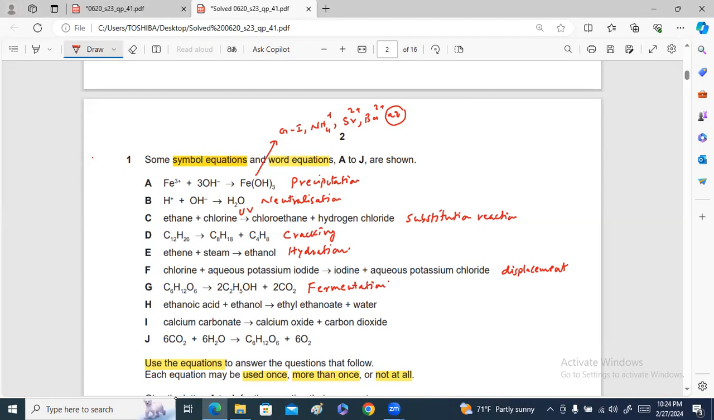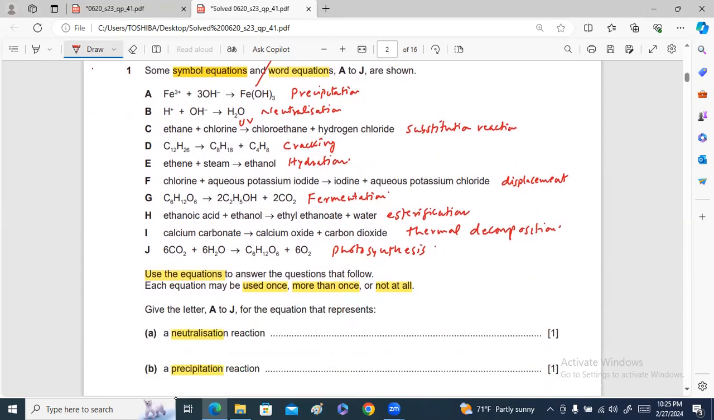Ethanoic acid and ethanol react to form ethyl ethanoate and water. So this is esterification, in which we are getting the ester. Calcium carbonate splits to form calcium oxide and carbon dioxide. This reaction is thermal decomposition. And the reaction in which carbon dioxide reacts with water to form glucose and oxygen, this is photosynthesis. So if we look at the type of reaction which is happening from A to J, then we will easily answer the required questions.